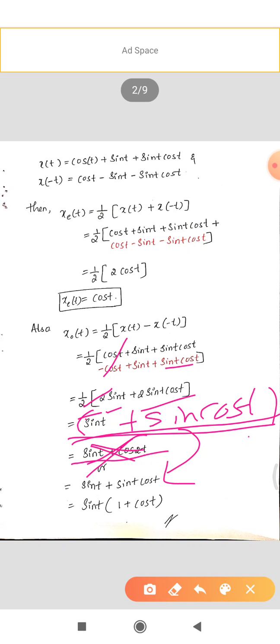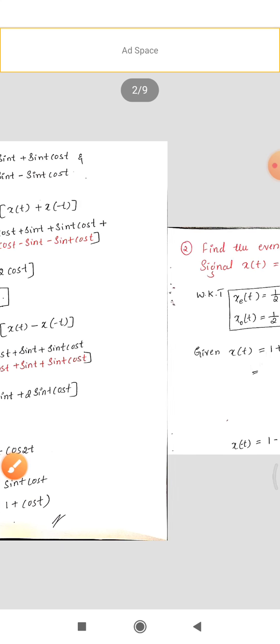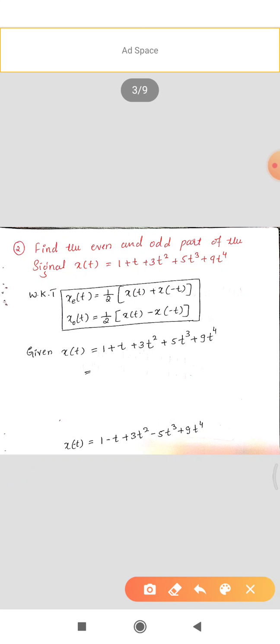So what we can do is, among these terms, you can take sin t outside. When you take sin t out from these two factors, 1 remains in the first, plus cos t remains in the second. So this is your odd component of the signal. I hope you have got how to calculate the odd component and even component of any particular signal.